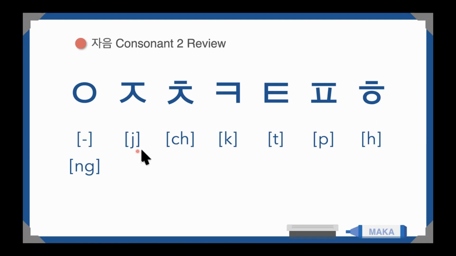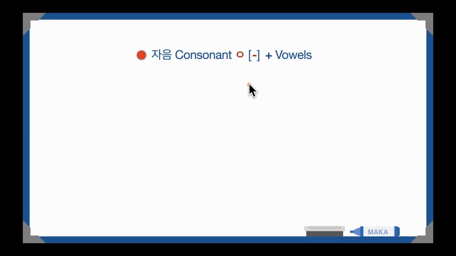I marked some English pronunciation under each consonant, but you should know this English pronunciation is not exactly the same as Korean pronunciation, but it's almost similar. So it will be very helpful for you to learn how to pronounce these consonants. Okay. So now, this time, we will practice how to combine a consonant and a vowel to make a letter or a word.